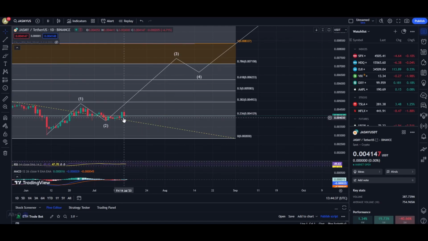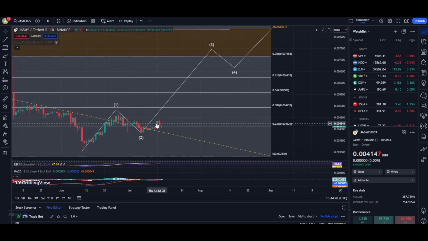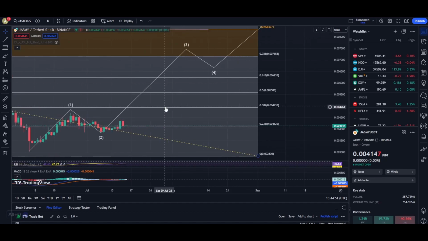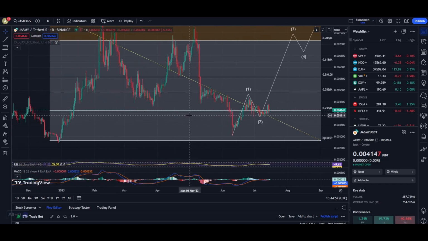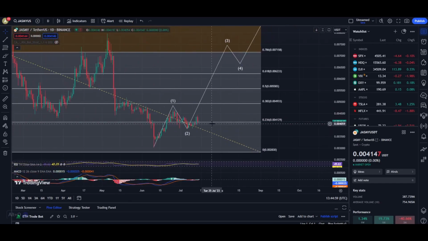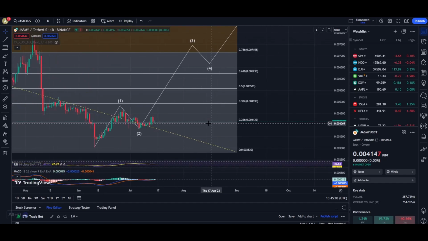Now, even if we try to close below this gray line right over here, if we zoom in on the charts, you can see that we were not really able to do that. And at the end as well, we closed above this gray line, which is really good news as well. As of this moment, you can see that we are trading exactly on the support level, which has been providing us some kind of resistance in the shorter time frames.